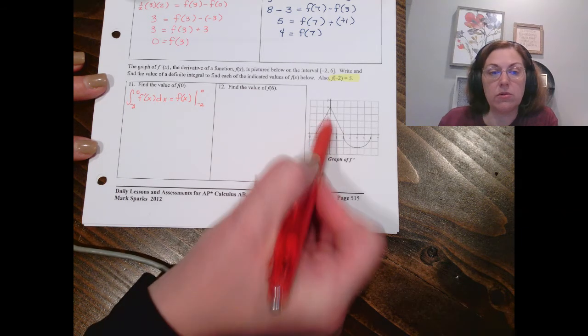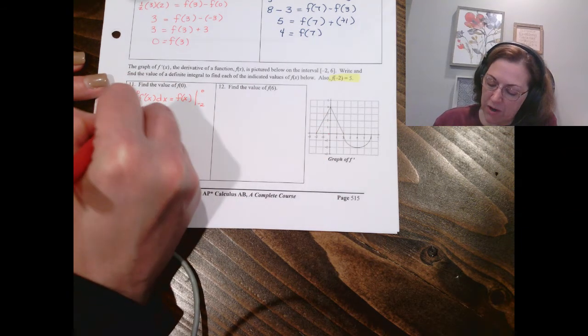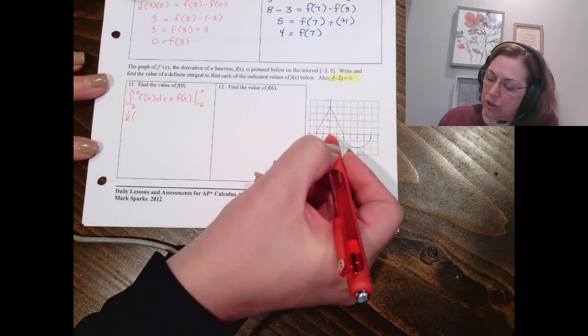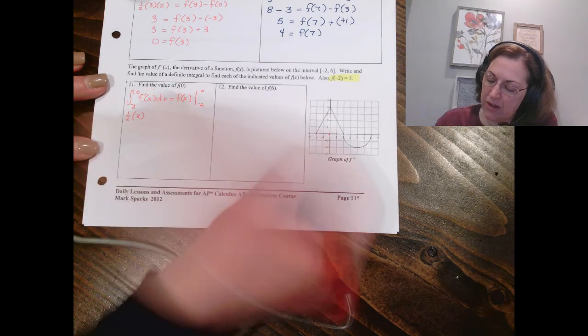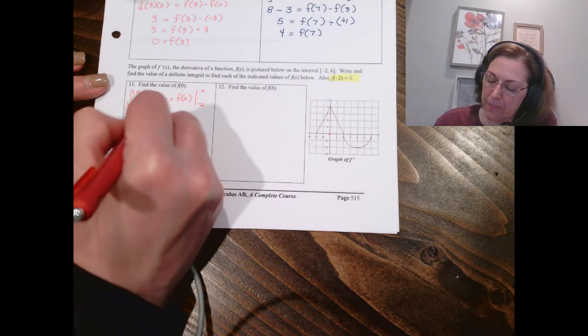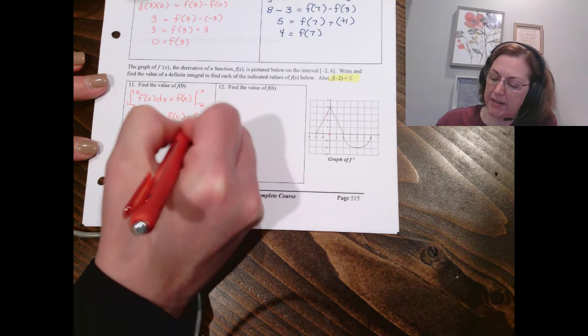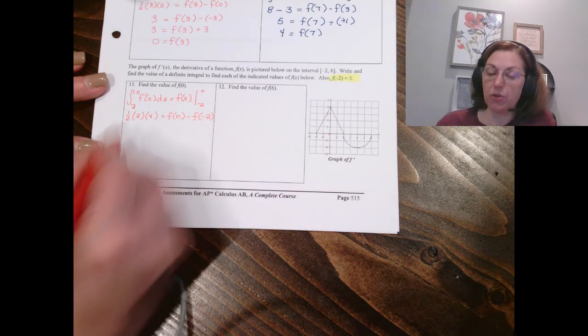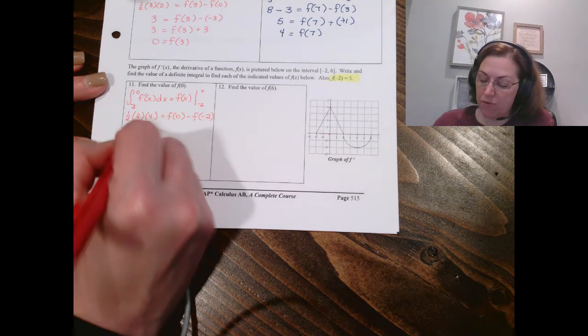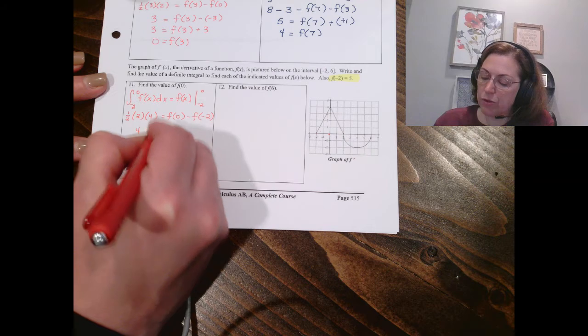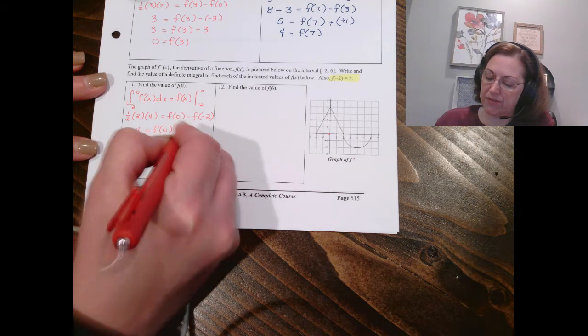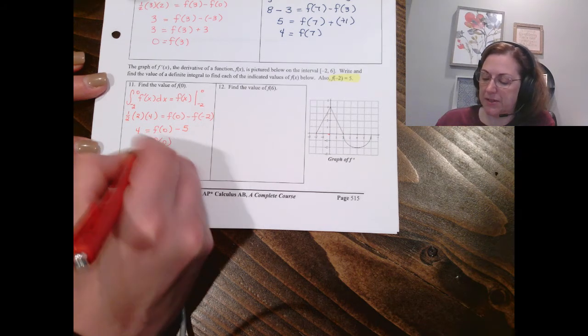Okay, now this area is the area from -2 to 0. That's this triangle. So that gives me 1/2. The base is 2. The height is 4. And then plug in your bounds. f of 0 minus f of -2. Okay, so this area here is going to be 4. And we're told that f of -2 is 5. So f of 0 must be 9.